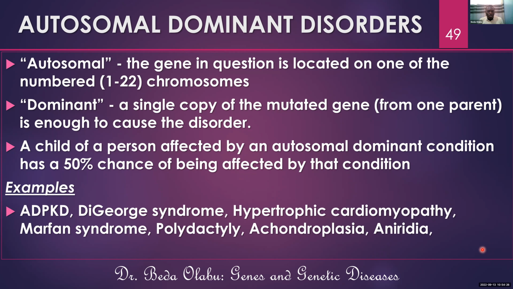Examples of autosomal dominant disorders are many. We can have autosomal dominant polycystic kidney disease, DiGeorge syndrome, which involves perhaps congenital absence of the thymus and the like, hypertrophic cardiomyopathy, where the heart just enlarges and there's no identified cause. Marfan syndrome is a connective tissue disorder. Polydactyly is where there's an extra finger. Achondroplasia is where the cartilage doesn't really grow well, and so the person remains really short. Aniridia is the congenital absence of the iris. So these are examples of autosomal dominant disorders.